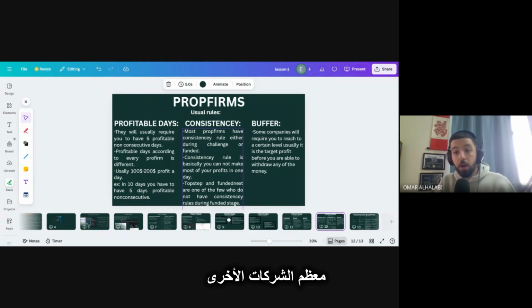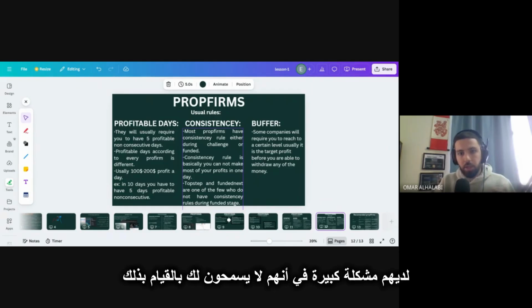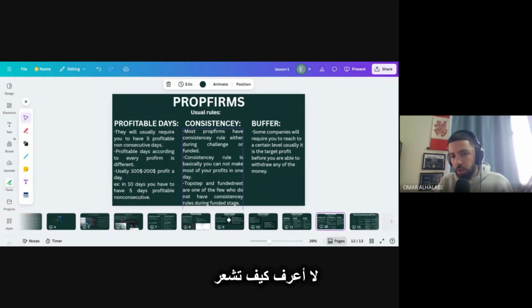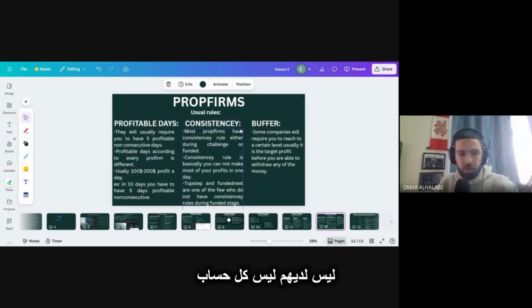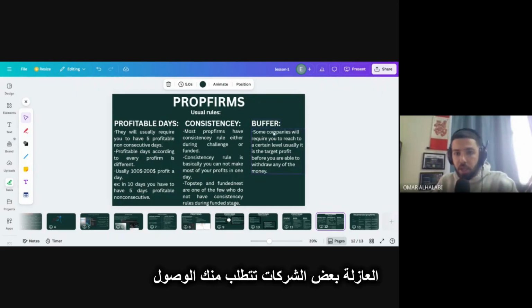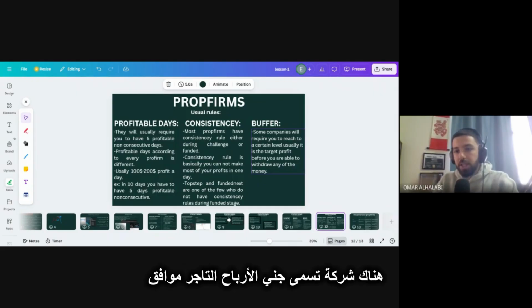فهمت كيف؟ Most other companies they have a big issue with that. They don't allow you to do that. فهمت كيف؟ The consistency, it's a big thing, but Top Step and Funded Next, they do not have it. Not every account, some of the accounts. Buffer. Some companies will require you to reach a buffer before you can withdraw anything. في شركة اسمها Take Profit Trader.